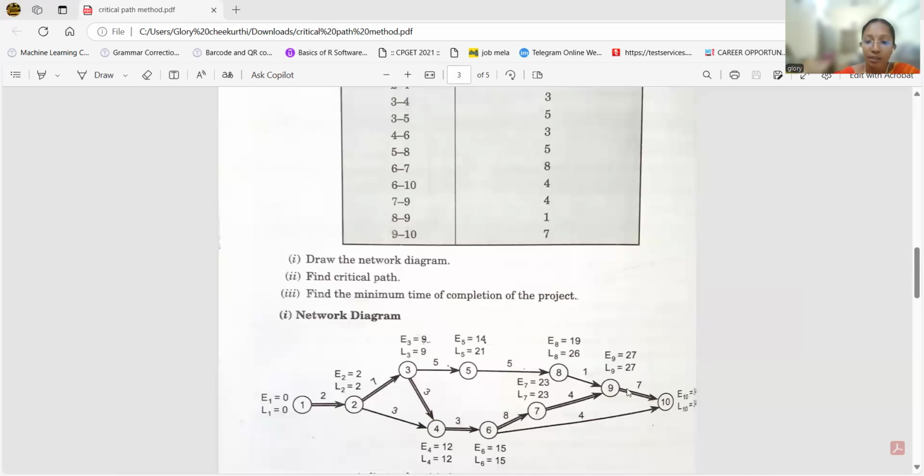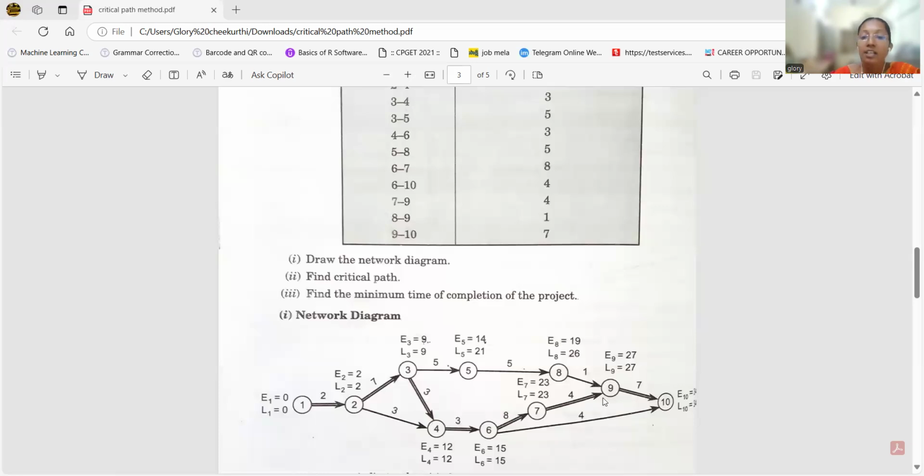Now we have to find out the backward pass calculation by using the forward pass calculation. Here L10. L10 taken as the ending node of the E10. So E10 value is taken as a basic value of the L10. So L10 equal to 34. So L9, we have to find L9. So L9 has to find 34 minus 7, 27. 34 minus 10, minus 4, L6 equal to 15. So 34 minus 7, 27.